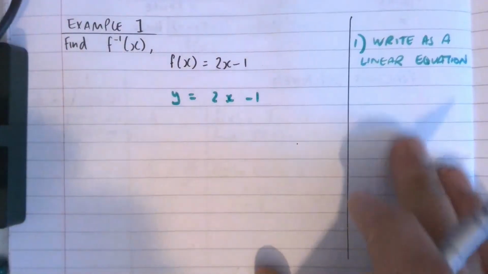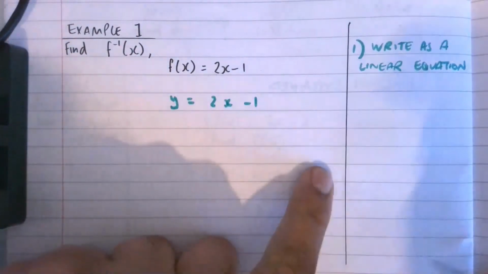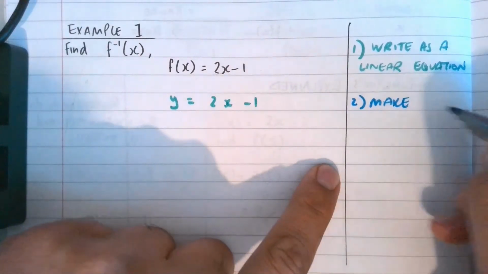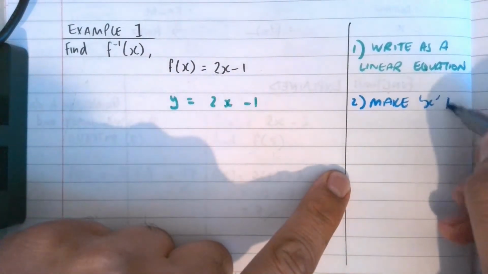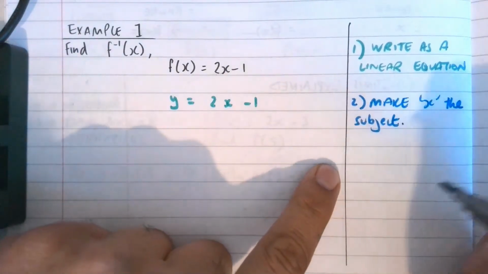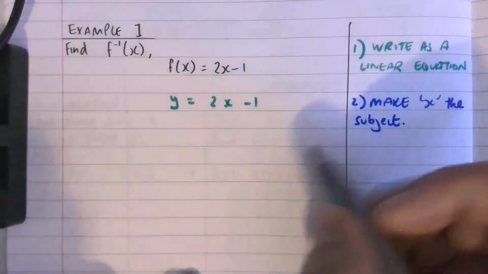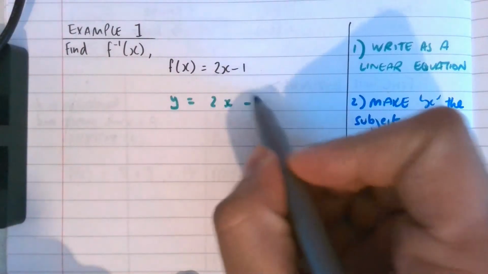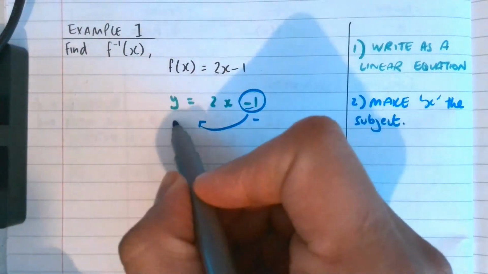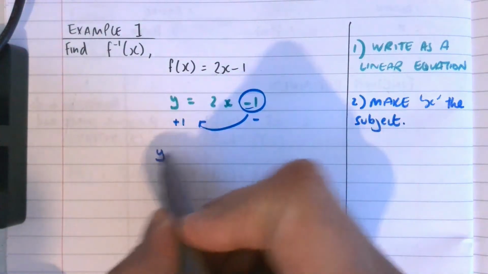So our second step is just going to be rearranging for x. So we're going to make x the subject, and to do that we're going to start by moving the minus 1. We'll put a circle around it. It starts as a minus, then it ends as a plus. So y plus 1 equals 2x.